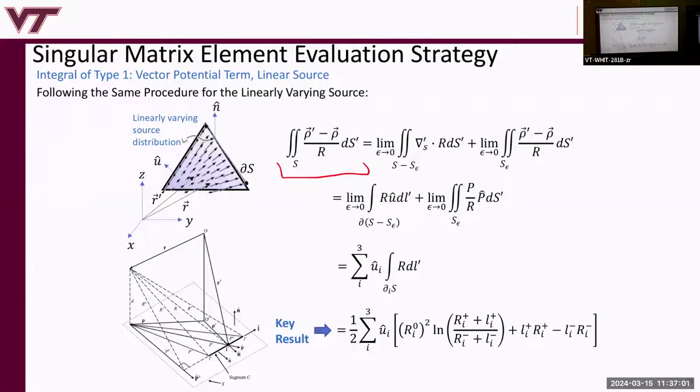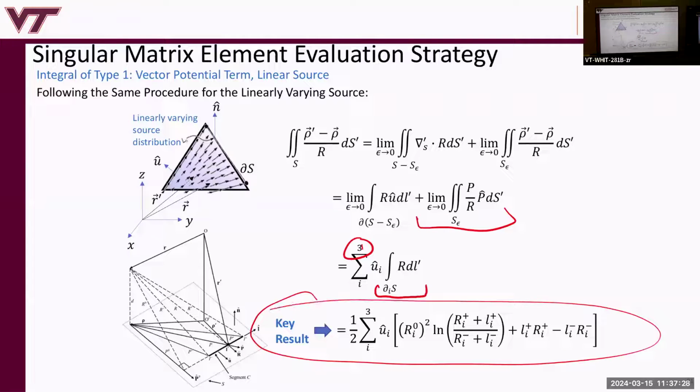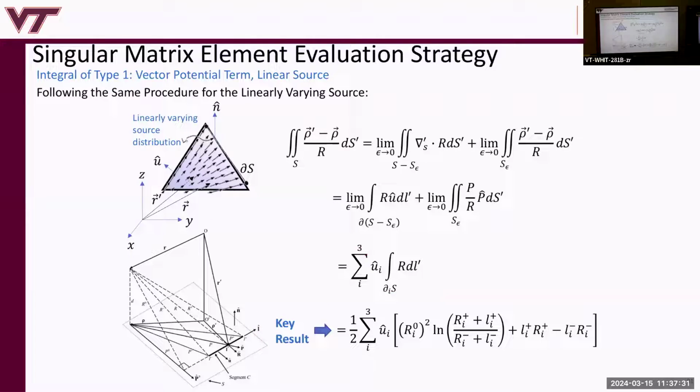So rho prime minus rho over r, we can write using the surface divergence theorem, plus this term. Then applying the surface divergence theorem, we end up integrating over the boundary now of ru dl prime and this. That can be evaluated by summing the three sides of the triangle, and you get this key result. I'm not going to go into depth on how to calculate that, but this is the result of it. Good, so we have that key result.